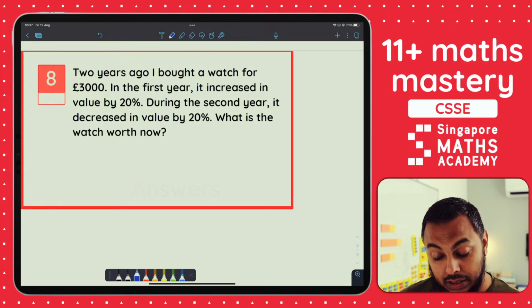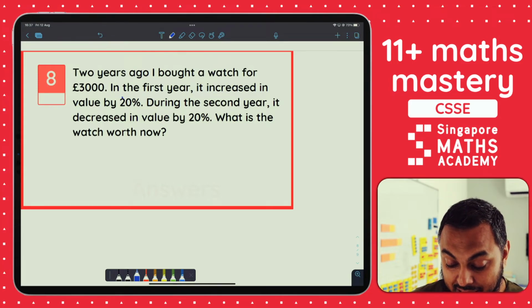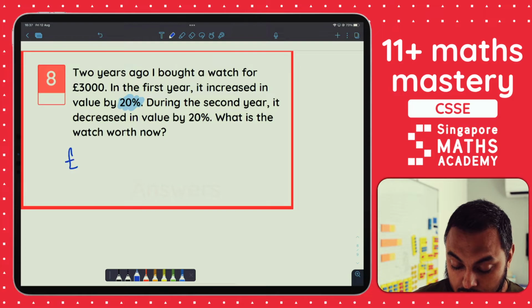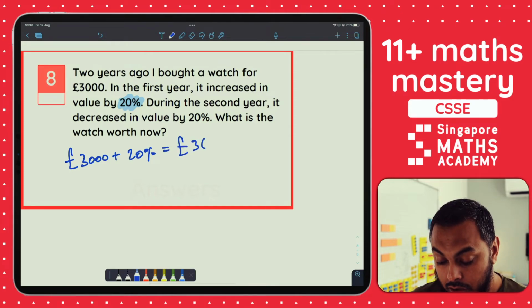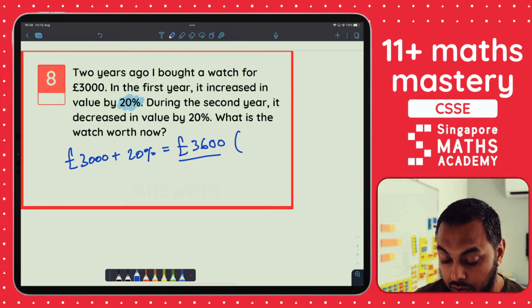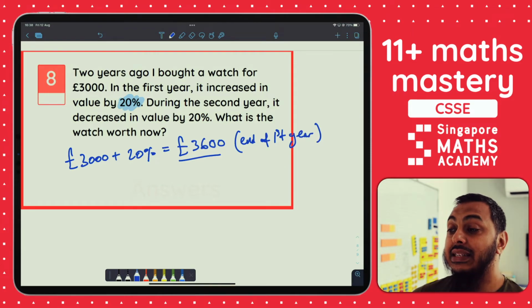That'll be a mistake because it went up by 20%. Oops, it went up by 20%. And so now, from £3,000, if you add 20%, 10% is 300, 20% must be 600. So it's now 3,600 at the end of the first year.